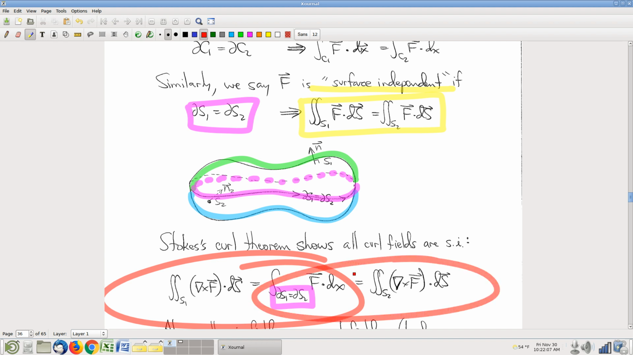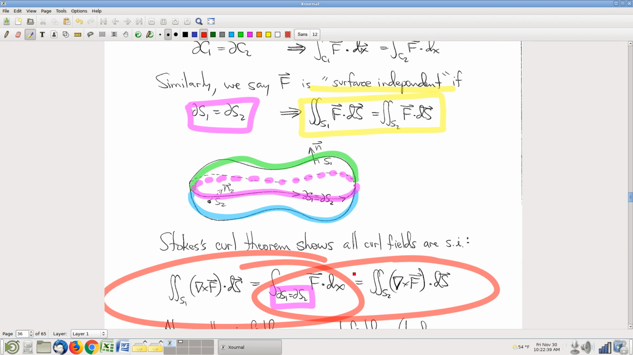So curls, for example, we know curls are surface independent. And ultimately the reason that we know that is because Stokes' theorem tells us that these two fluxes that we're interested in are both equal to a line integral over the boundary curve, and therefore, simply by requiring the boundaries be equal, we know that the fluxes are equal. But you have to be careful. You have to know that the vector field has this property. I'm going to get to the punchline on that in just a moment. But not every vector field has this property.